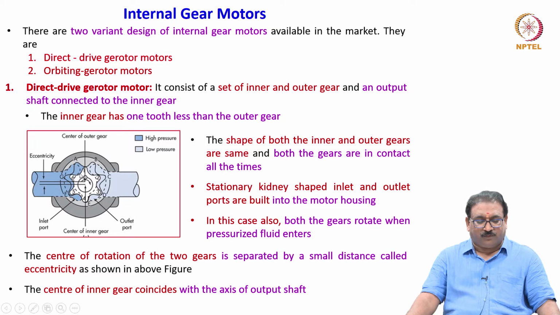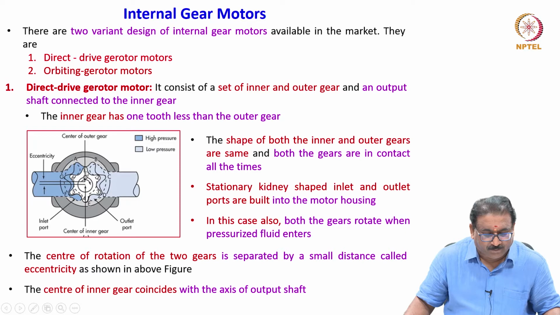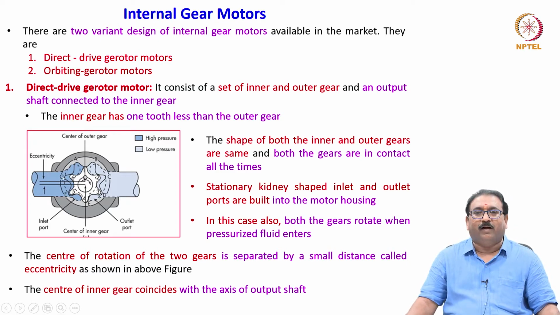The center of the inner gear coincides with the axis of the motor shaft. Please also note here, friends, I have marked the inner gear teeth 1, 2, 3, 4, 5, 6 for easy understanding. Similarly, for the outer gear, I marked the sockets with capital A, B, C, D, E, F, G. Now we'll see how it will operate.